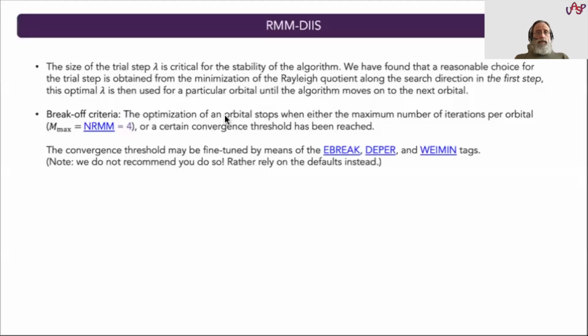The break-off criteria: the optimization stops when either the maximum number of iterations per orbital has been reached, this is per default also 4, or a certain convergence threshold has been reached. Like I said, the size of the residual drops below a certain break-off criterion, and so on and so forth. Those are again given by these tags, but we do not recommend you optimize your problem with respect to that.